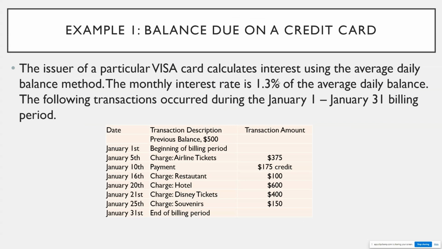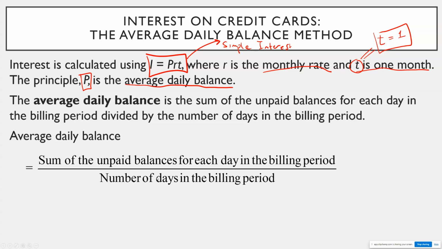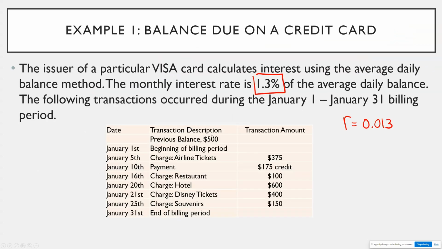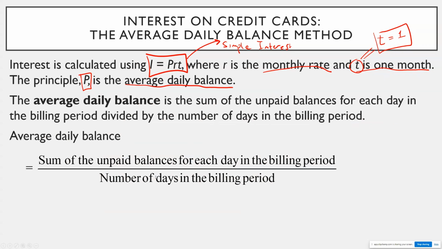Okay, so here's the example. The issuer of a particular Visa card calculates interest using the average daily balance method. The monthly interest rate is 1.3%. So this is what we're given. Our interest rate is 0.013 as a decimal. And it's 1.3% of the average daily balance. The following transactions occur during the January 1 through January 31st billing period. What's important to note here is January has 31 days. So when we go to do the average daily balance, the number of days in the billing period here is 31. So I already have the denominator at the bottom of this fraction here.